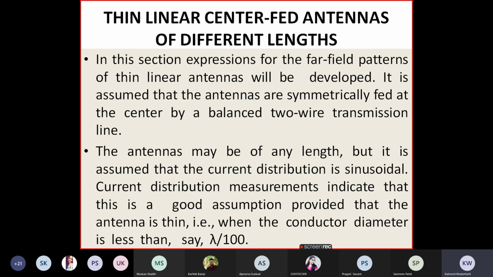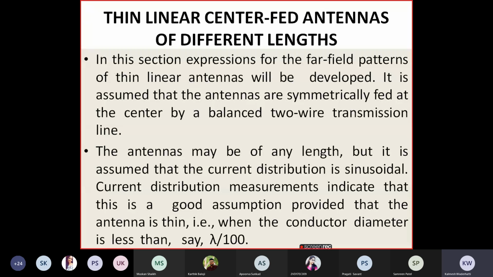Which antenna are you calling a thin antenna? The thin linear antenna is one whose diameter is less than lambda by 100. You remember this point. We have the parameters with respect to the diameter as well as the length. Here the diameter will be lambda by 100. Both will be in terms of lambda only.